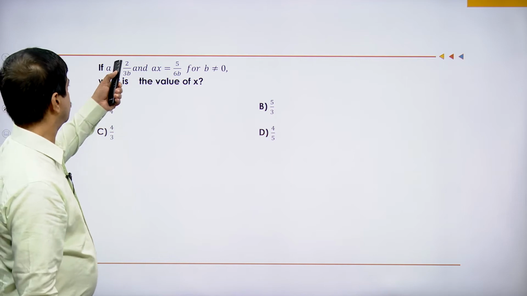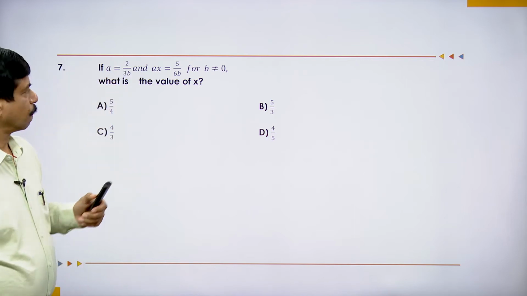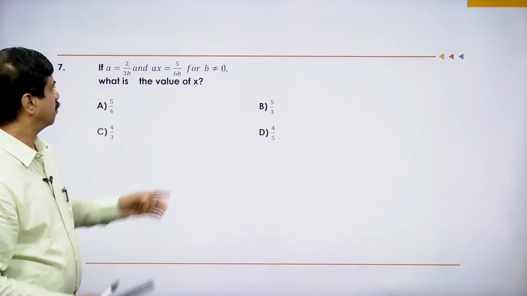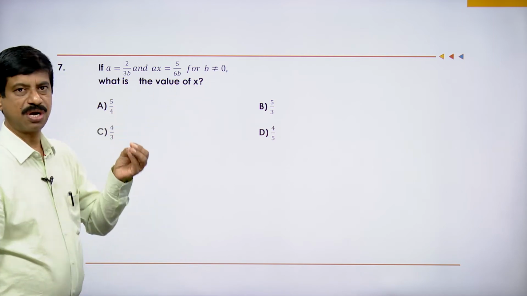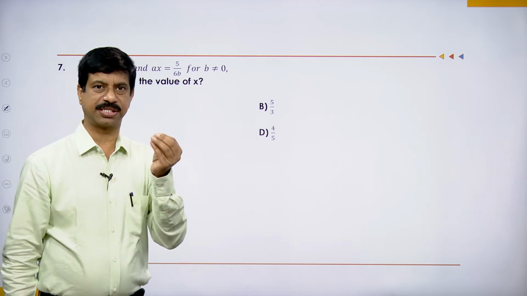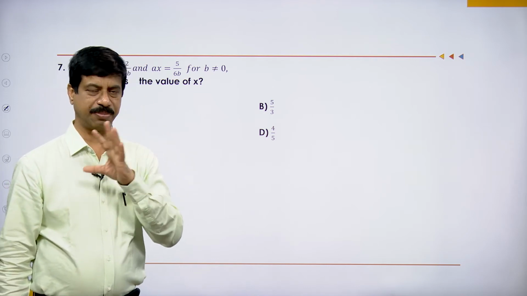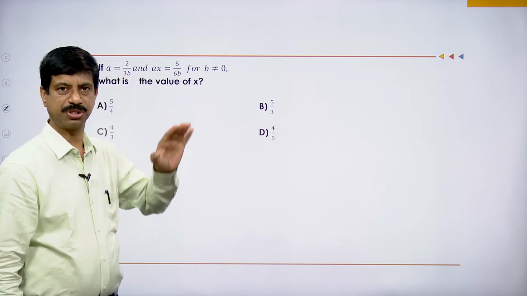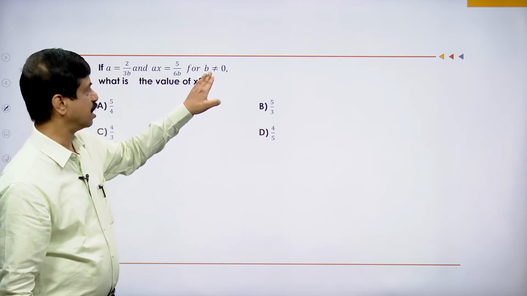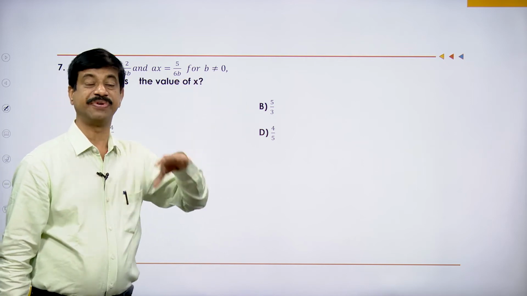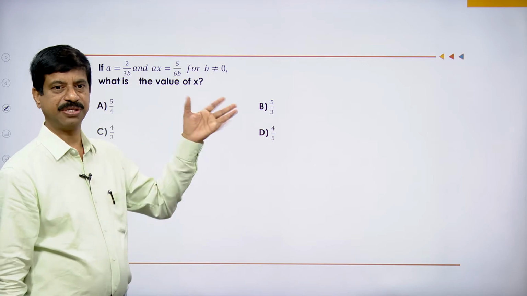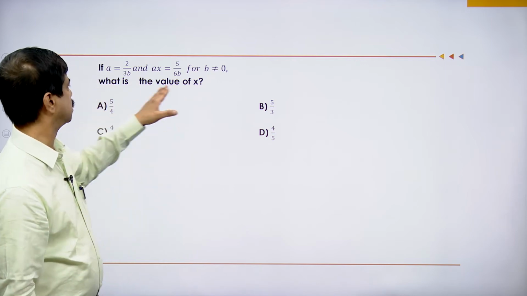See, if a equal to 2 by 3b and ax equal to 5 by 6b, and b is not equal to 0. See, b is not equal to 0 is just a statement which by definition should be true, because if b is 0, the denominator becomes 0, which is not accepted. So we will not use this condition anywhere, unless we get the value of b as 0, if he asks the value of b. Otherwise we will not use it. So what is the value of x?